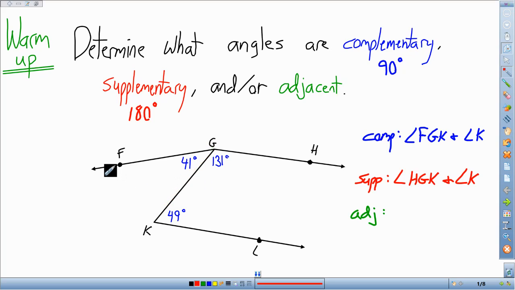All right, so let's start by naming this one here. I'm going to call it FGK, just like before. So angle FGK. And this angle here, I'm going to call it HGK, just like before. So a lot of really good review there: review on these terms, review on how to name angles. That's some good stuff. We'll need that for today.